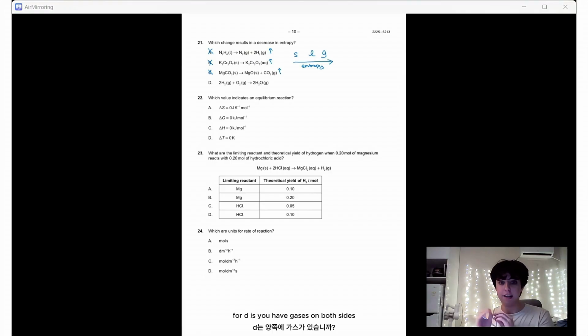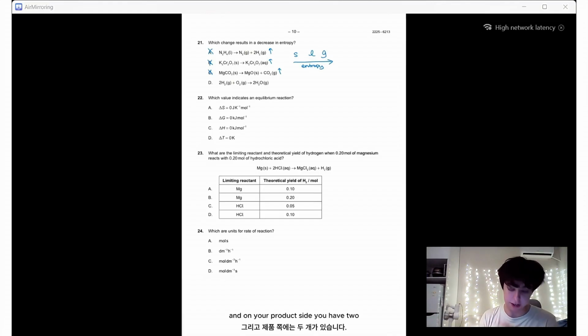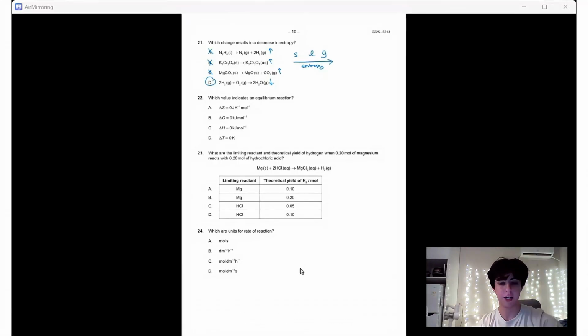For D, you have gases on both sides. So that's when you start to look at the number of moles. On your reactant side you have 3 moles of gas, and on your product side, you have 2. Going from 3 to 2, that would be a decrease in entropy. And so D is the correct answer for number 21.